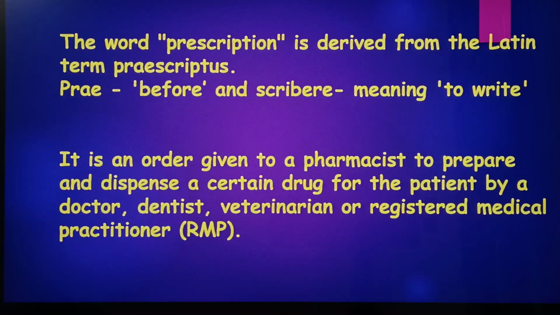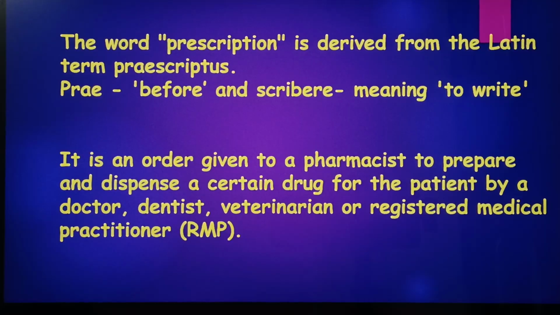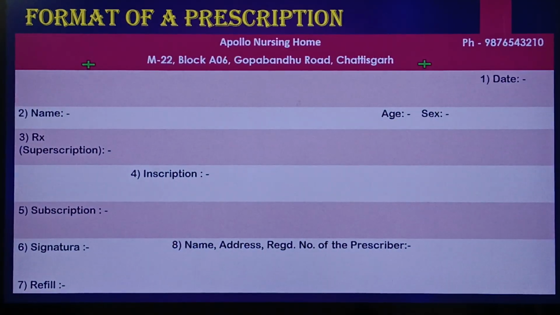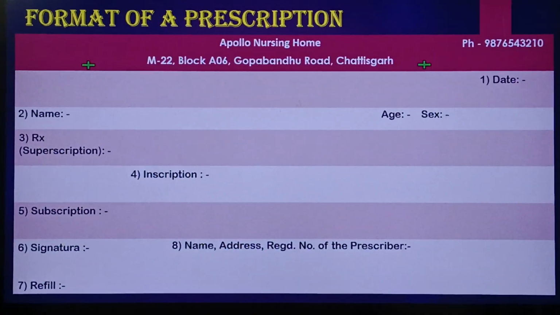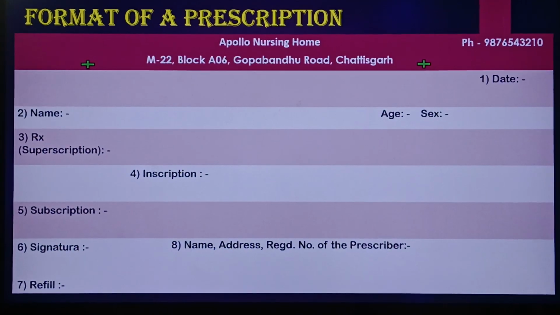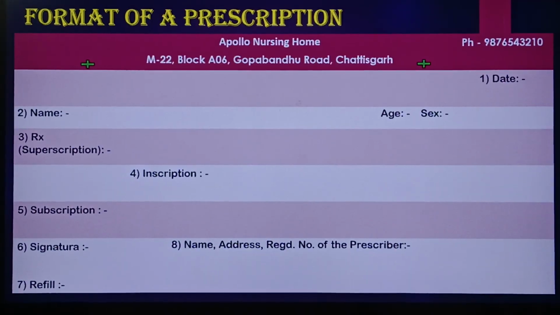So how do we authenticate or validate that it is a prescription? This is the format of a prescription. As you can see, number one is the date, number two is the details of the patient, number three is the Rx or superscription, number four is the inscription, number five is the subscription, number six is the signatura, number seven is the refill, and number eight is the prescriber's details.